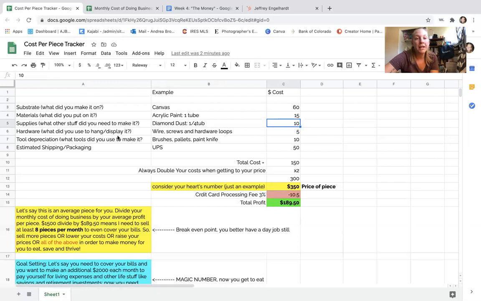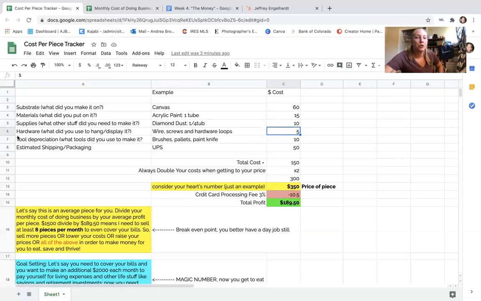Hardware, what did you use to hang it or display it? Did you have to buy a pedestal for it and a tablecloth because it's a sculpture? Or was it just wire, screws and hardware, you know, D-rings? When you broke that out, you used one piece of wire, 2 screws, 2 D-rings, about $5. Obviously, you had to buy multiples of those and they came in a package. So just use your best guess, guys, but don't undercut yourself.